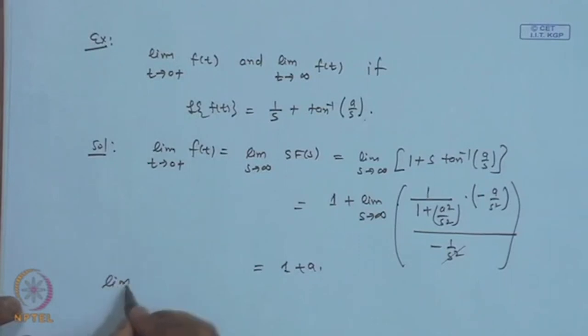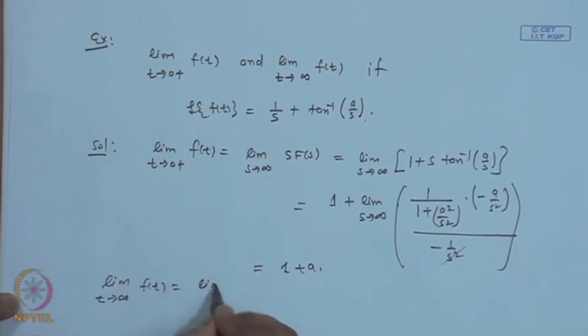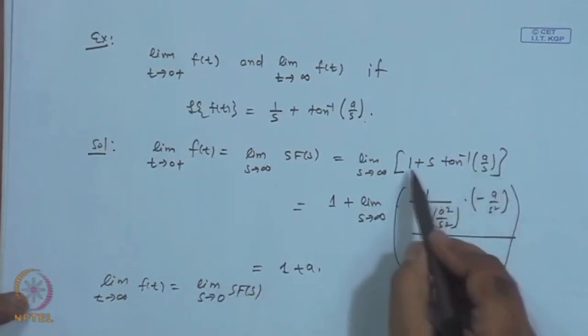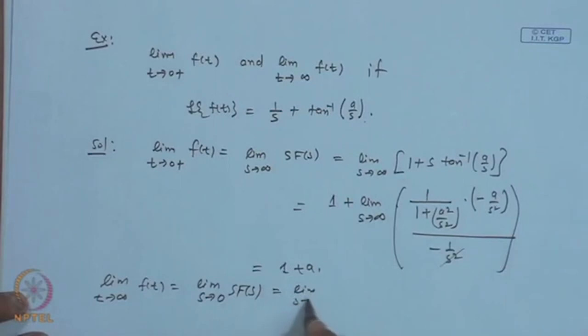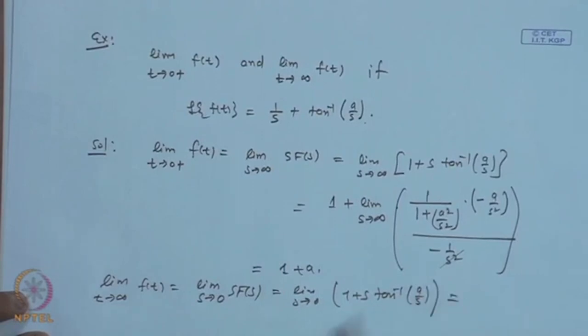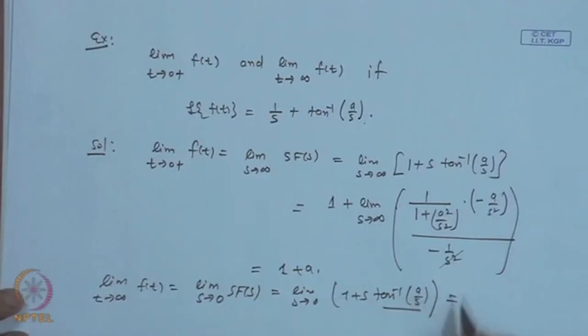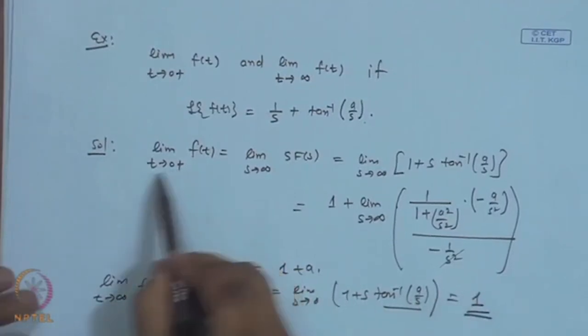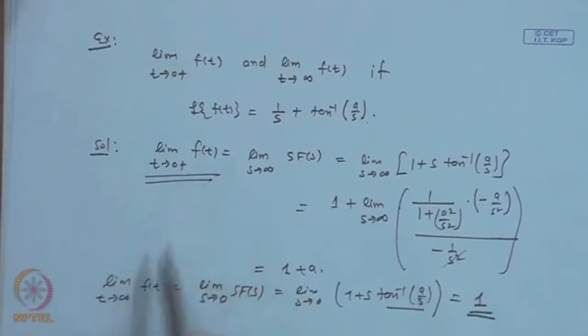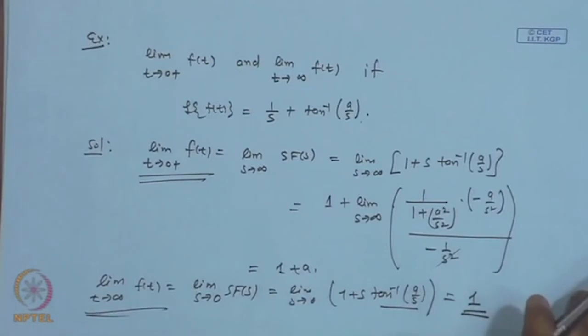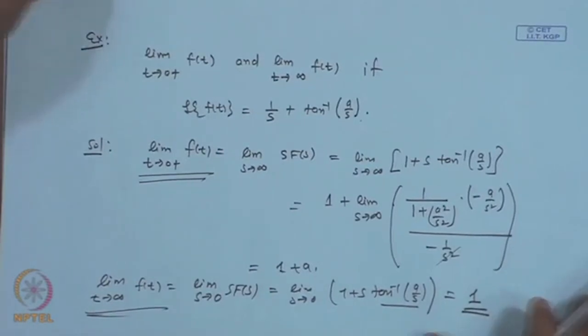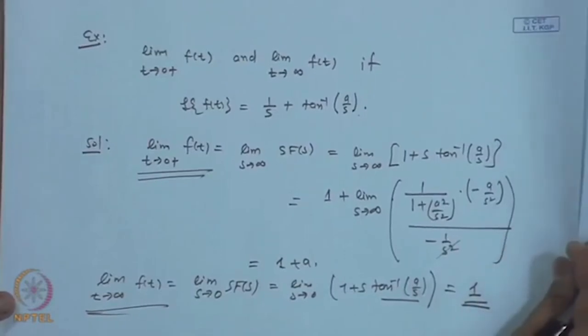Now, for the final value theorem, the limit as t approaches infinity of f(t) is the limit as s goes to 0 of s F(s). This is again the limit as s goes to 0 of 1 plus s tan inverse of a over s, and as s goes to 0, tan inverse gives pi by 2, so we have just 1. So, with the help of the Laplace transform, we can get two limiting values of the function as t approaches 0 and t approaches infinity with these limiting value theorems.